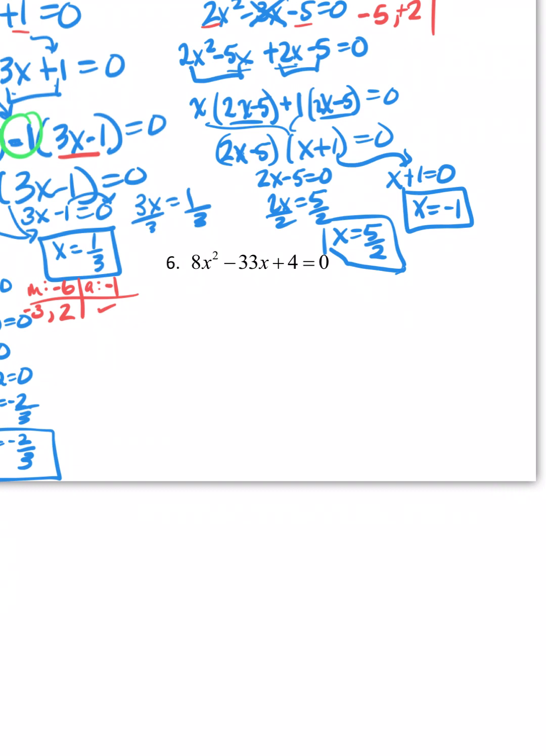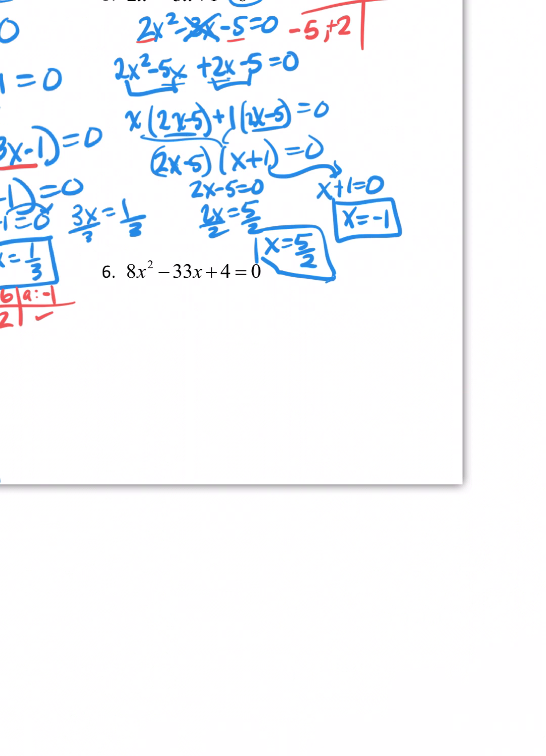All right, number 6. 8x squared minus 33x plus 4. All right, some bigger numbers, but we can do this. So they have to multiply to a positive 32, but they need to add to a negative 33. So that would have to be a 32 and a 1, but they both need to be negative in order for the product to be positive and the sum to be negative. So let's plug those in. So 8x squared minus 32x minus x plus 4 equals 0.